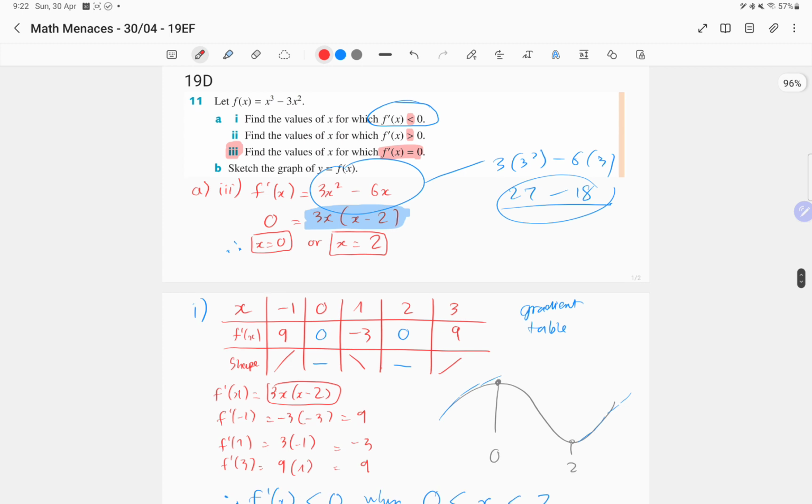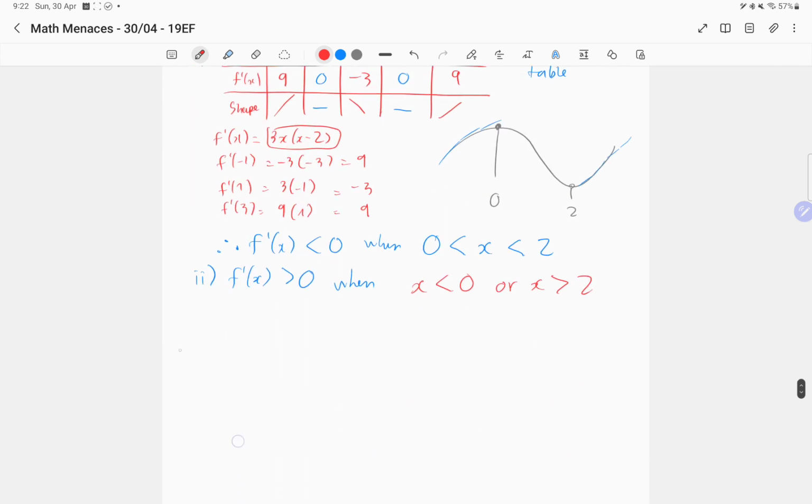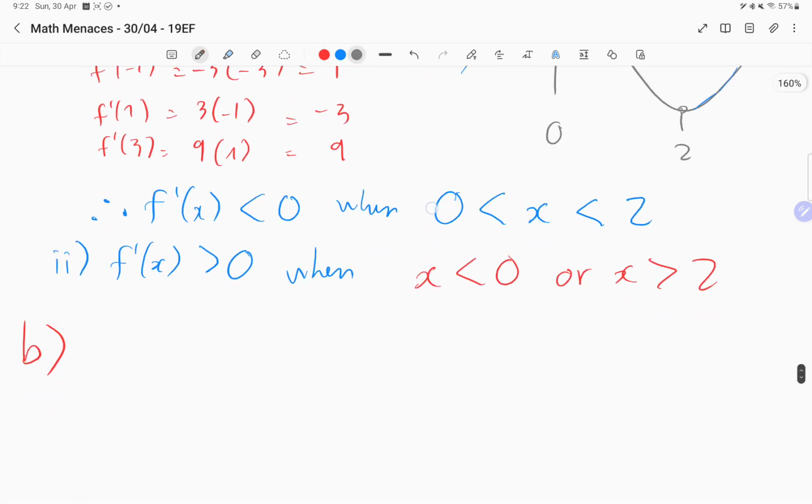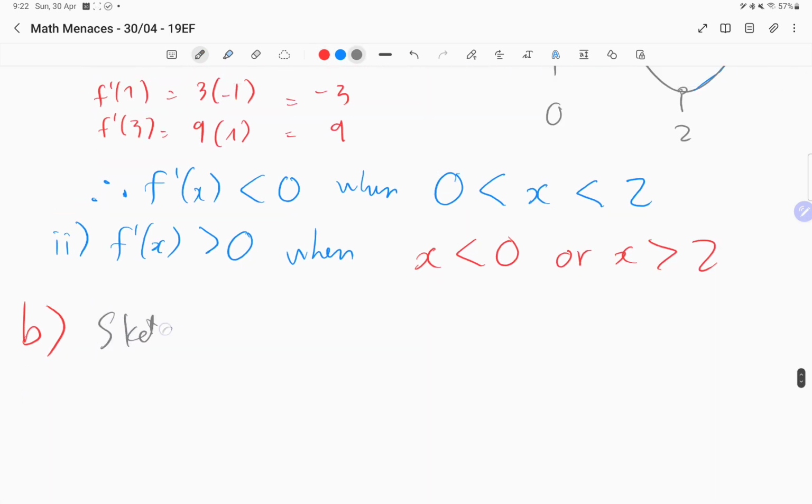Alright, and then question B, sketch the graph. So to sketch the graph, I'll give you a quick recap here. Sketch graph means once you've got the stationary points, you need to find the coordinates of the stationary points and then the axis intercepts. That's it, basically just two things. When you see coordinates, it's x and y. You use the original equation to find the y coordinate.